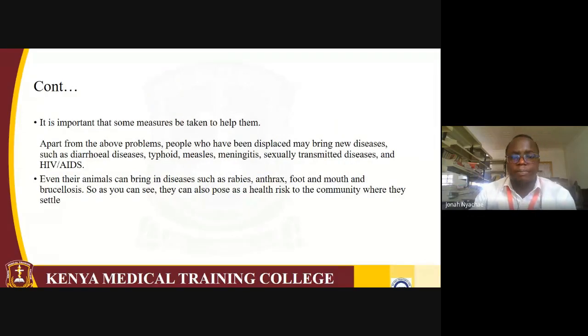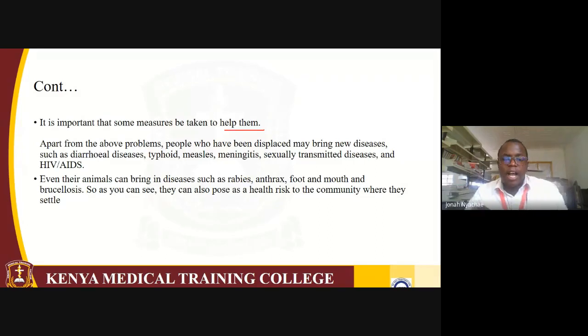So it is important that some measures be taken to help them. Apart from the above problems, this displacement can also bring forth new diseases, because when people are put together in some camp somewhere, they are coming from wherever they are coming from with different issues. Some of them are hosts for some diseases, so they will come and spread. Remember, the living conditions are poor. There is inadequate water. Everything is just in a mess.